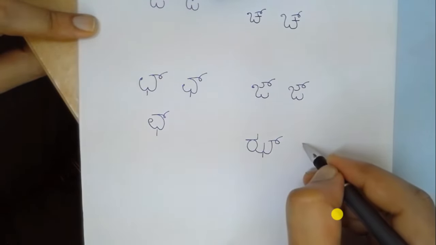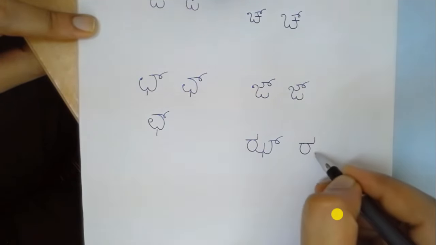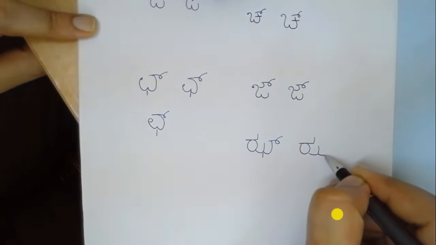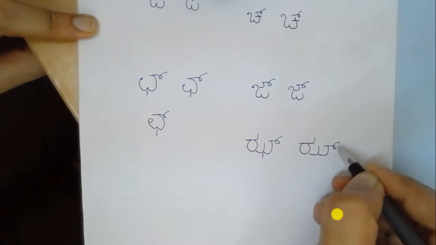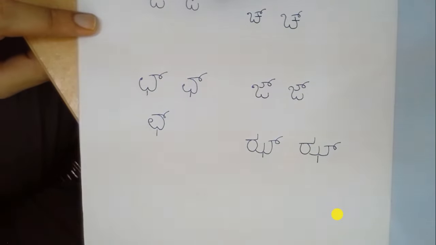So this is how we write j. One more, an extension and a tail. So that is how we write it.